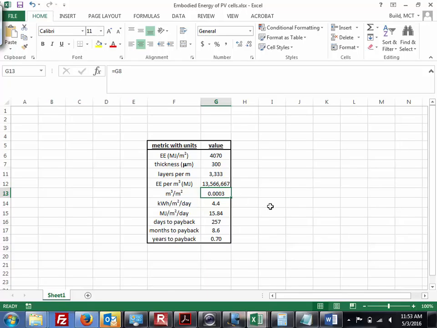This cubic meters per square meter doesn't really matter. Now we want to figure out how long does it take to make that much energy. And so I just started with Missoula here, and I said 4.4 kilowatt hours per square meter per day. I converted that to megajoules per square meter per day by multiplying by 3.6. And here, days to pay back, megajoules per square meter.